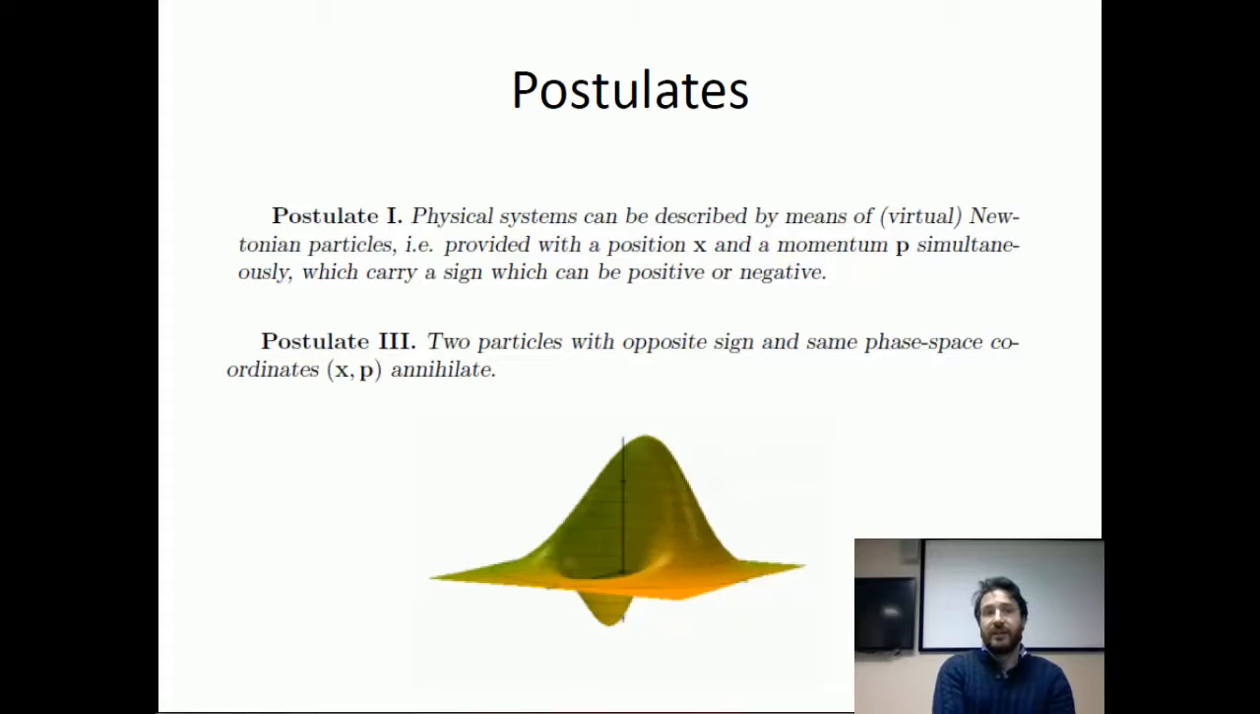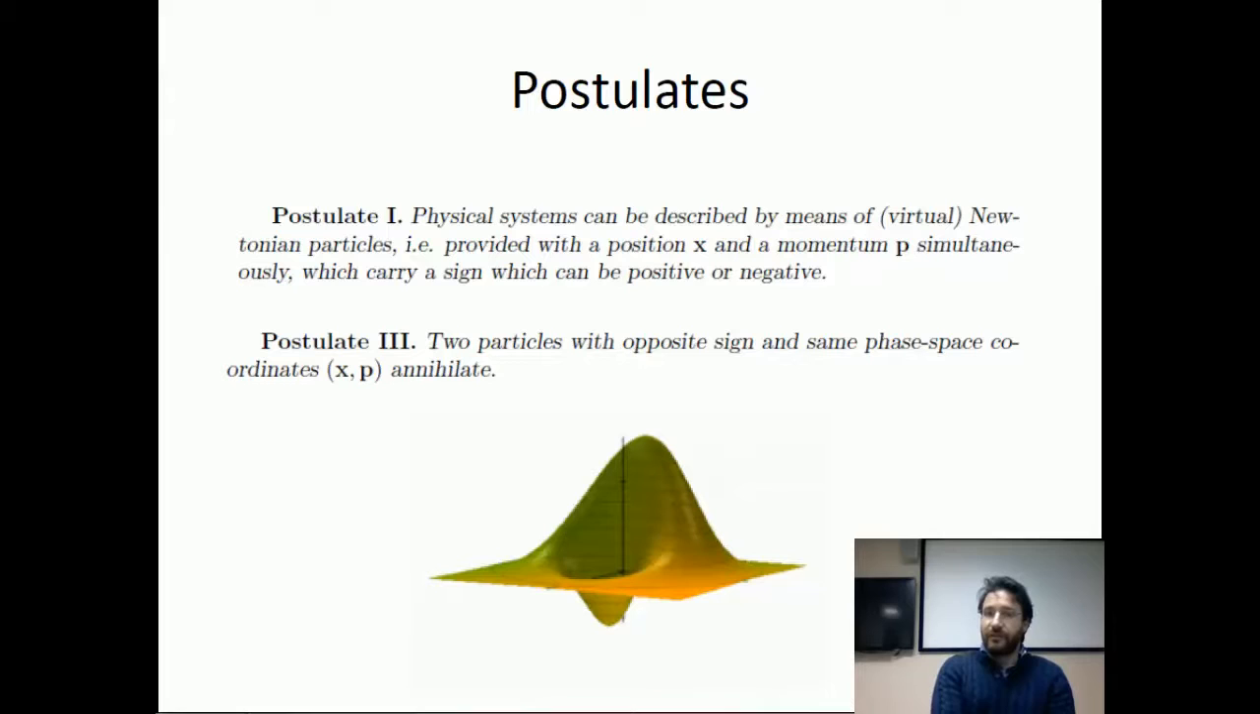And out of this, you will end up with a physical interpretation of a statistical ensemble of particles which can have a positive or a negative sign. And this is more or less what postulate one is telling you. Postulate one essentially is telling you that instead of using wave functions, or Green's functions, or path integrals, you could equivalently describe quantum systems in terms of virtual Newtonian particles, which are fieldless, and we will see this in a minute, and which are provided simultaneously with the position and the momentum.